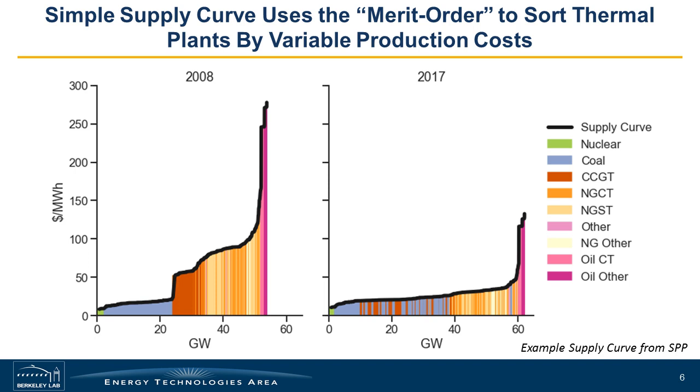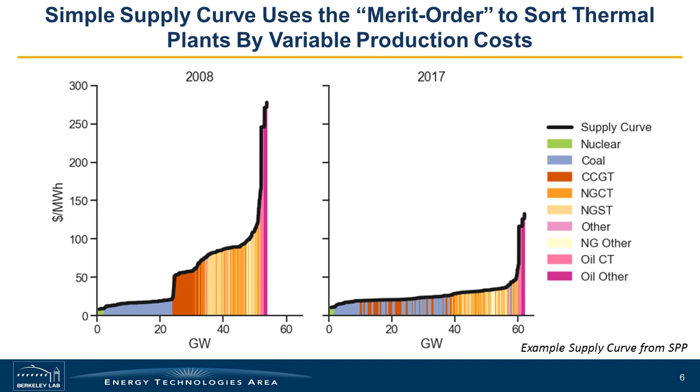The individual units are ordered from lowest variable cost to the highest variable cost. The height of each of these different segments represents the unit's variable production cost. And then the width of each segment represents the unit's dispatchable capacity. The segments are then colored by the fuel type and the prime mover of the unit.